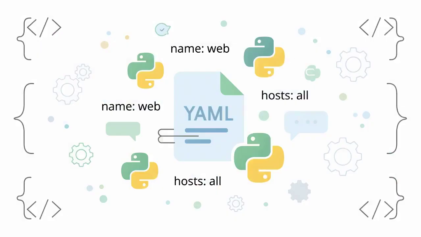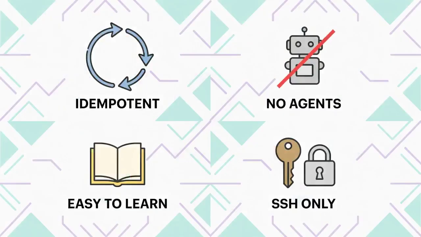Ansible is written in Python and speaks YAML, a human-readable language that reads almost like English, so your automation files double as documentation. Ansible is idempotent. Running the same playbook twice produces the same result, so it is always safe to reapply. There are no agents to install, no daemons to babysit, and the learning curve is famously gentle.